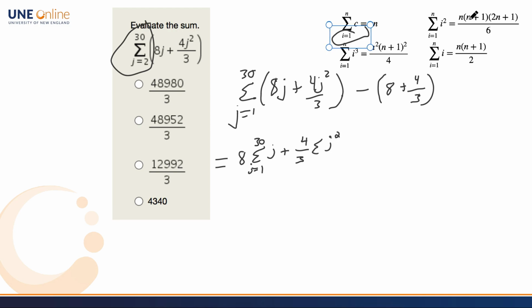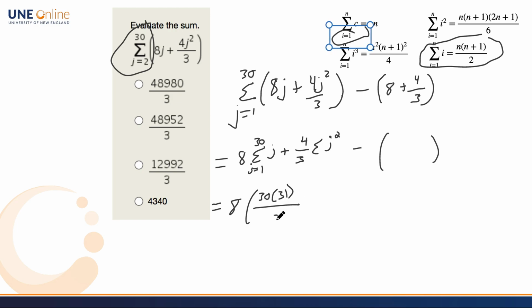So we can use the summation from i equals 1 to n of i squared, this formula in the top right corner, for this part. And then we've got to subtract out the 8 plus 4/3. So this first one follows this formula here, where n is 30. So this is going to be 30 times 31 over 2.